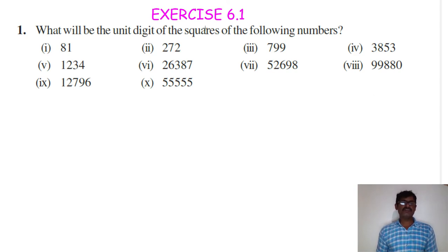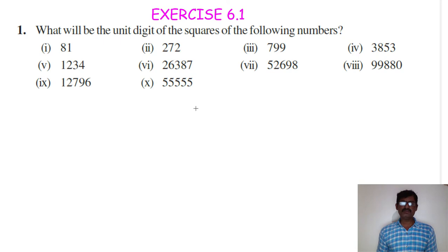Exercise 6.1, first problem. What will be the unit digit of the squares of the following numbers? Here we are given some numbers. We need to find out, in the square of these numbers, what is the digit in units place. That is what we need to find out.